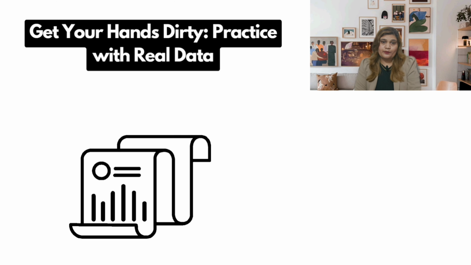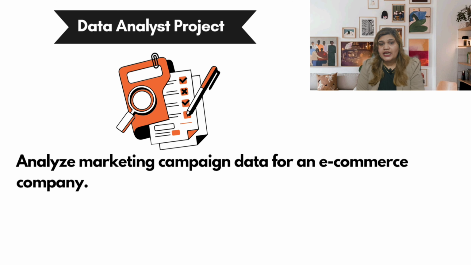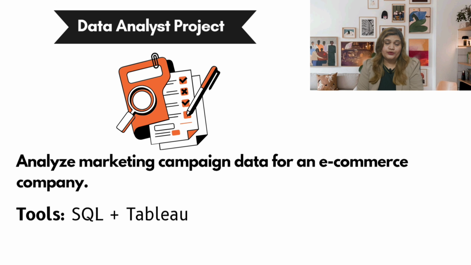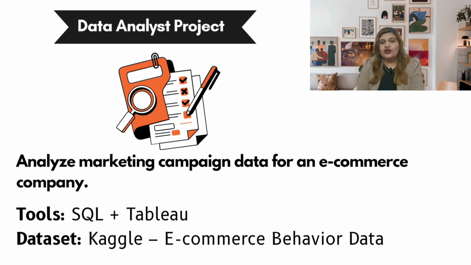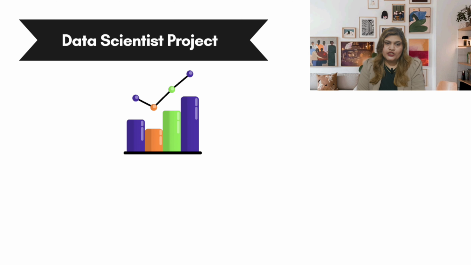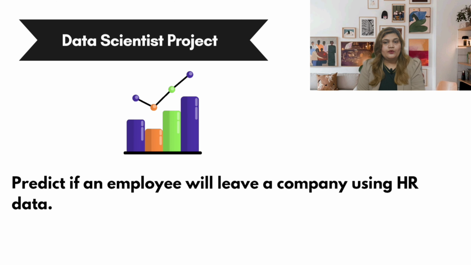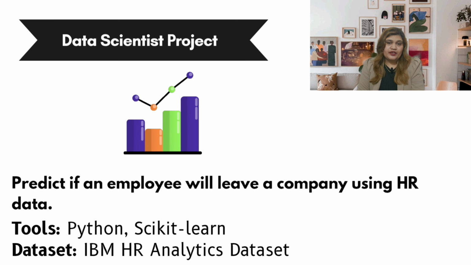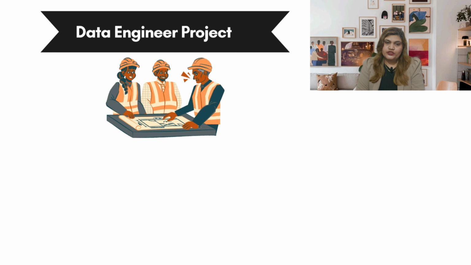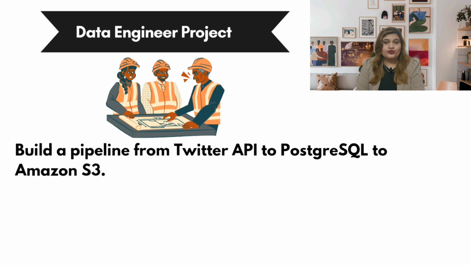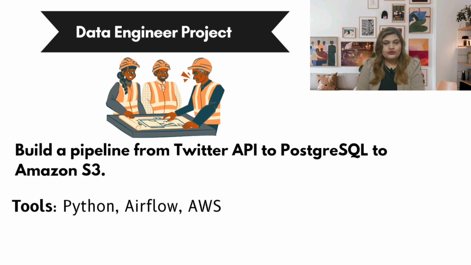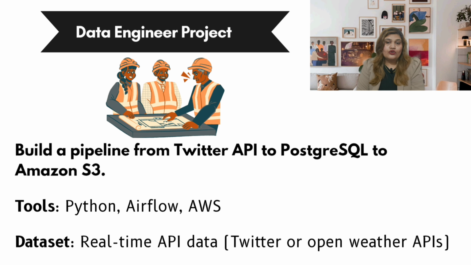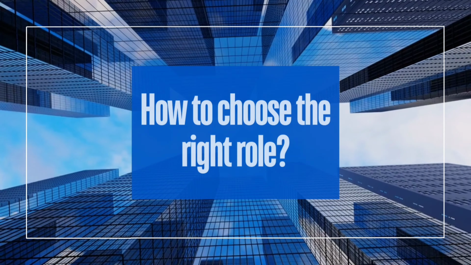Real projects and datasets you can practice with. For data analyst projects, analyze marketing campaign data for an e-commerce company. Tools would be SQL plus Tableau. Dataset: Kaggle e-commerce behavior data. For data scientist projects, predict if an employee will leave a company using HR data. Tools used would be Python, Scikit-learn. Your dataset would be the IBM HR Analytics dataset. Data engineer project: build a pipeline from Twitter API to PostgreSQL to Amazon S3. Tools used would be Python, Airflow, AWS. Real-time API data: Twitter or open weather APIs.